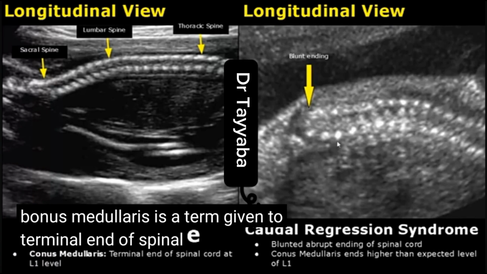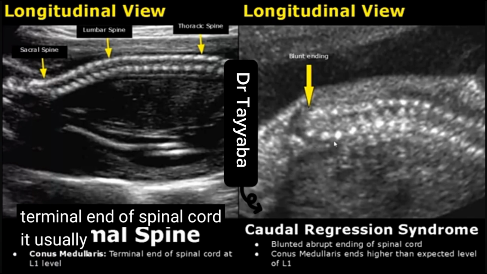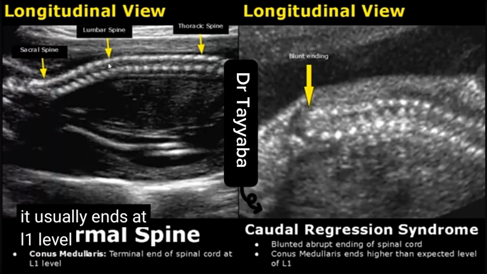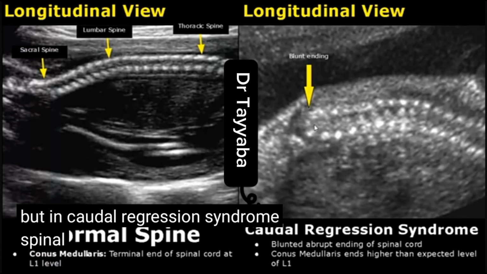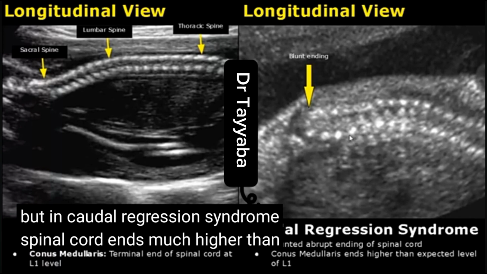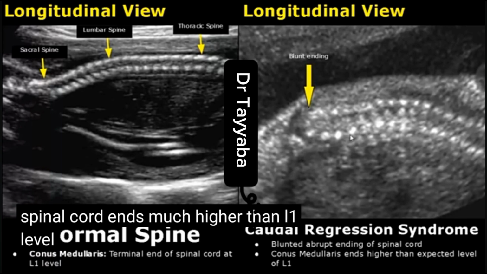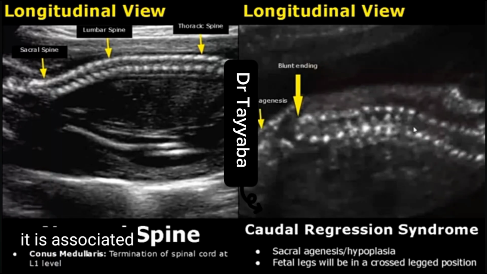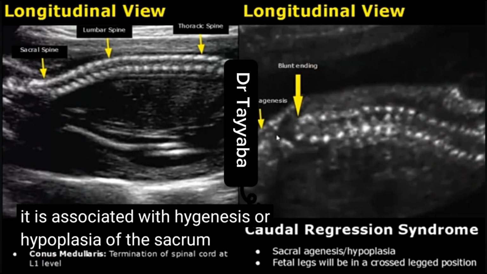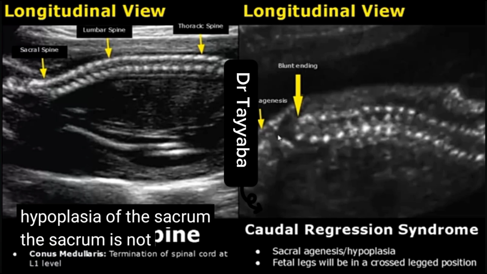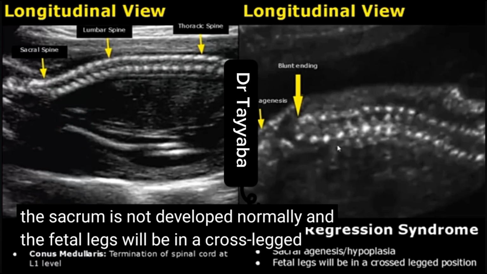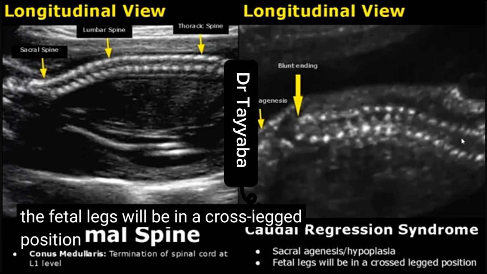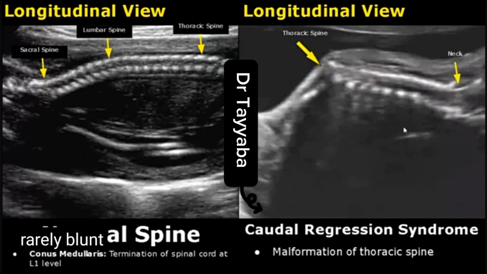Conus medullaris is a term given to the terminal end of the spinal cord. It usually ends at the L1 level, but in caudal regression syndrome, the spinal cord ends much higher than the L1 level. It is associated with agenesis or hypoplasia of the sacrum. The sacrum is not developed normally, and the fetal legs will be in a cross-legged position.